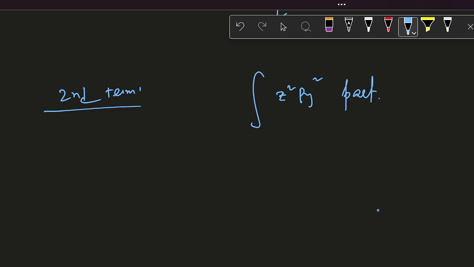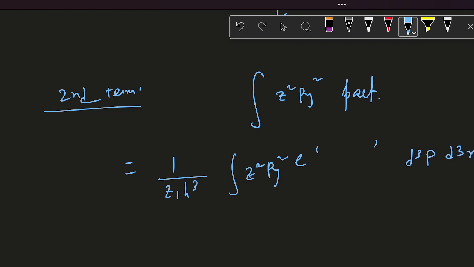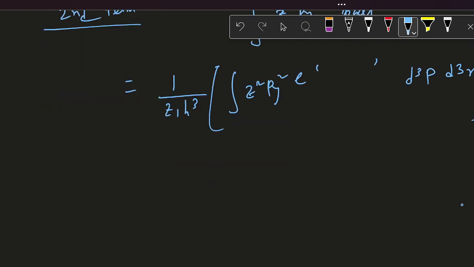Again, for this part you have to take the whole integral, involving all the other terms. Just like you did for y squared pz squared, here also you take a division of 1 by z1, z h cube, and then z squared py squared, and the whole thing inside the integral, with all the d cube p d cube r. So this you again have to repeat, just like you did for the last case.